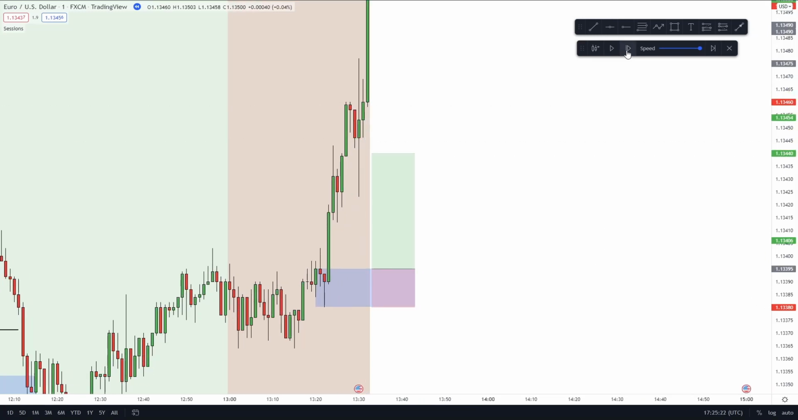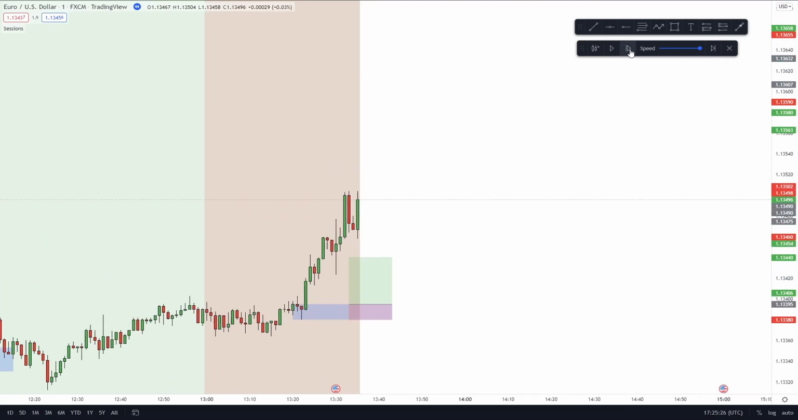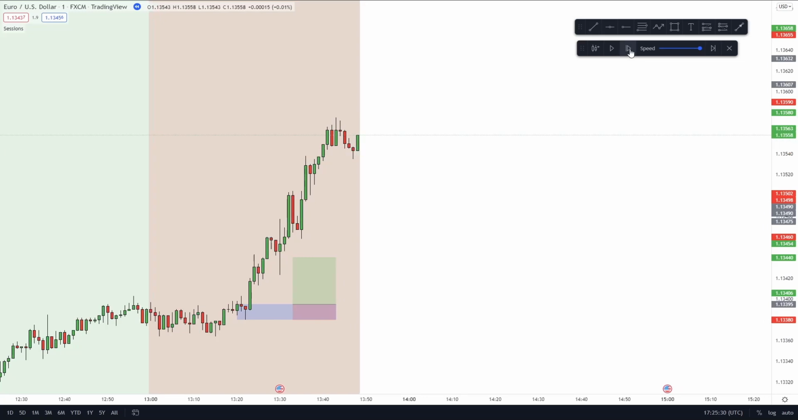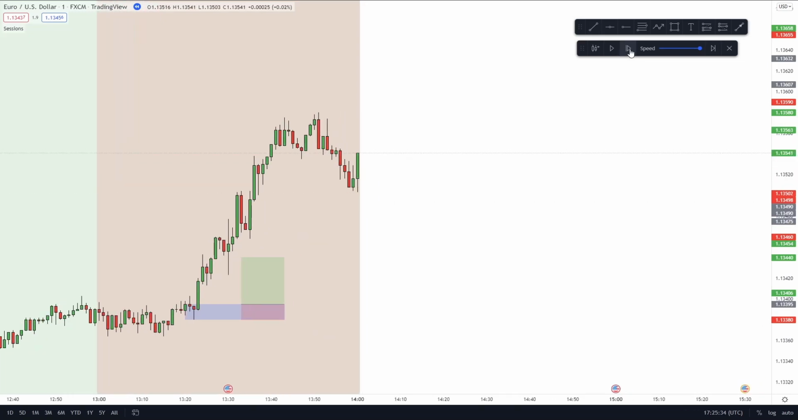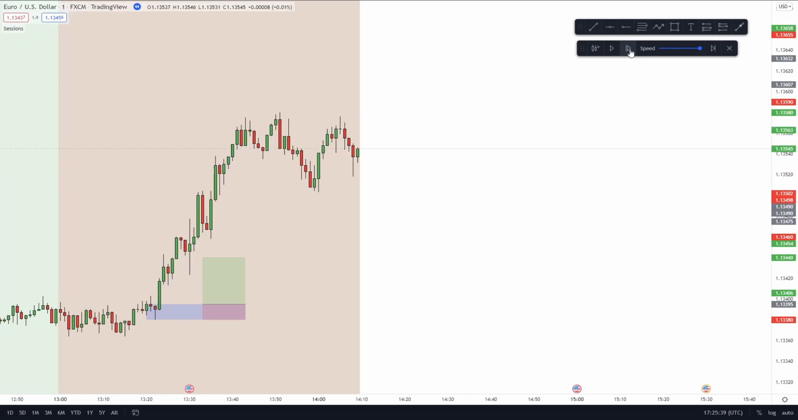So I have big moves tend to happen like that right at the beginning of the New York session. So price is just hopping up. I'm sure there probably are entry opportunities here, but it just wasn't looking the best to me. So just waiting to see what price is doing.